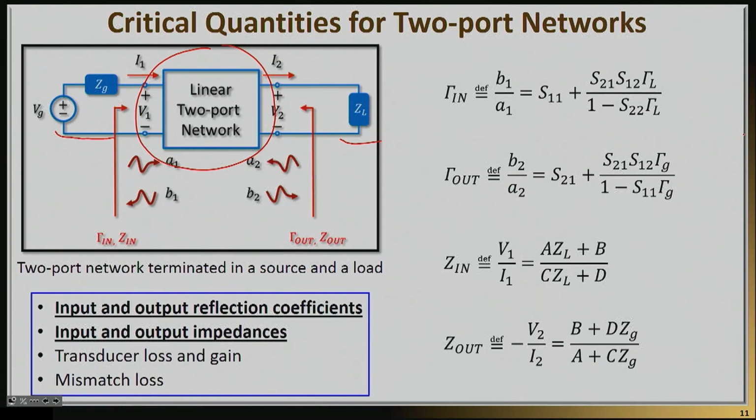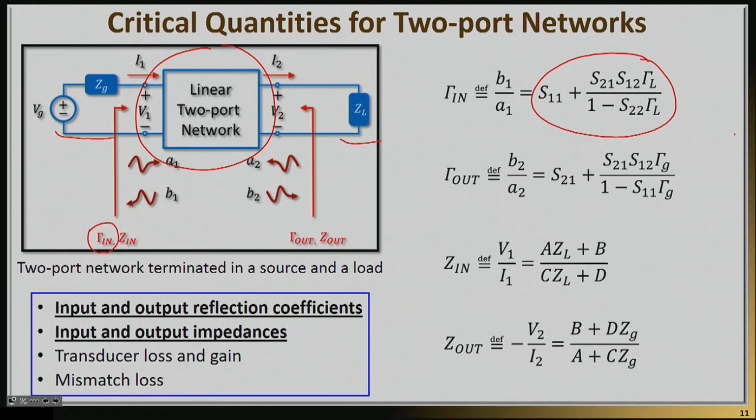And so in this figure, you can see all the definitions for voltage and currents, as well as waves, A's and B's. A lot of times we like to understand what is the reflection coefficient at the input. If, for example, this linear network here was a transistor, and I connect my load to this transistor amplifier, what will be my reflection coefficient? Because perhaps I want to make this reflection coefficient zero, then it will turn out to be equal to this number that you see right here.